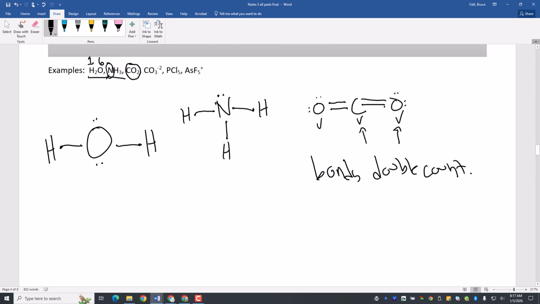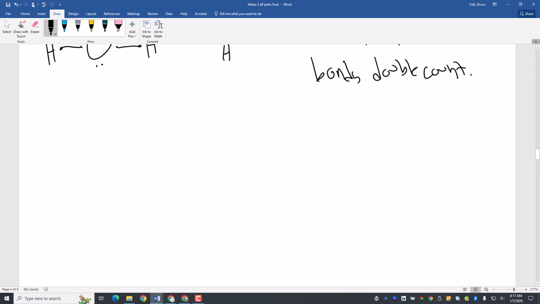Okay. CO3 negative 2. Carbon, oxygen, oxygen, oxygen. 1, 2, 3, 4, 5, 6 for oxygen. 1, 2, 3, 4, 5, 6. 1, 2, 3, 4, 5, 6. Carbon, 1, 2, 3, 4. So I put all my dots around there. I did my valence electrons, and I sing, connect the dots. Still connecting dots, making a double bond.